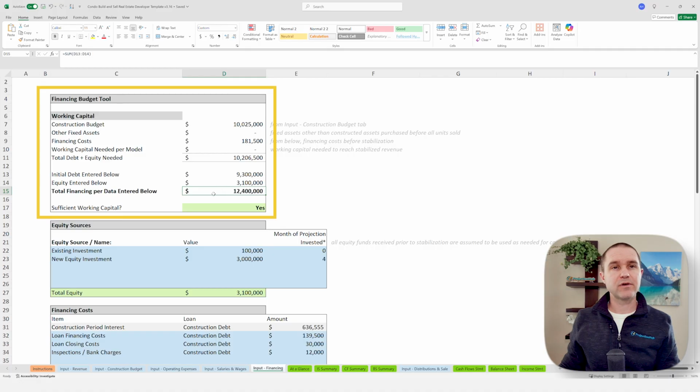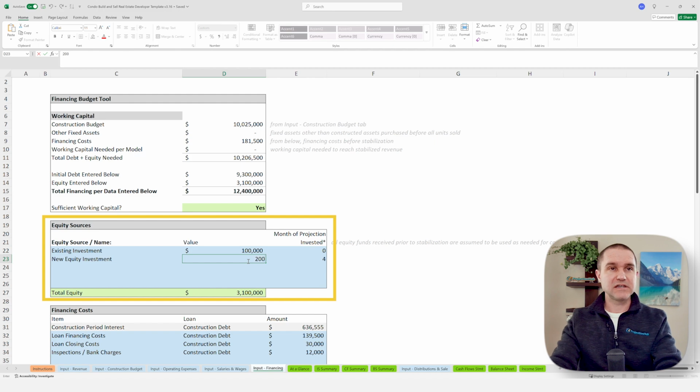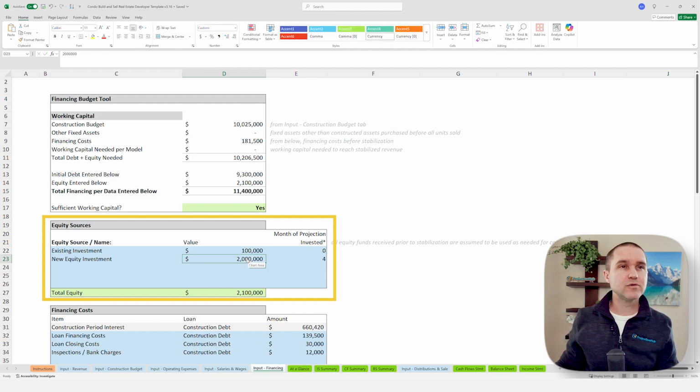We actually have 12.4 listed. So maybe you want to have some extra cushion for contingency, or maybe you say, hey, look, we don't actually need 3 million equity. We're going to do 2 million equity. And then maybe we want to have a contingency as well. So you can enter in your equity sources.